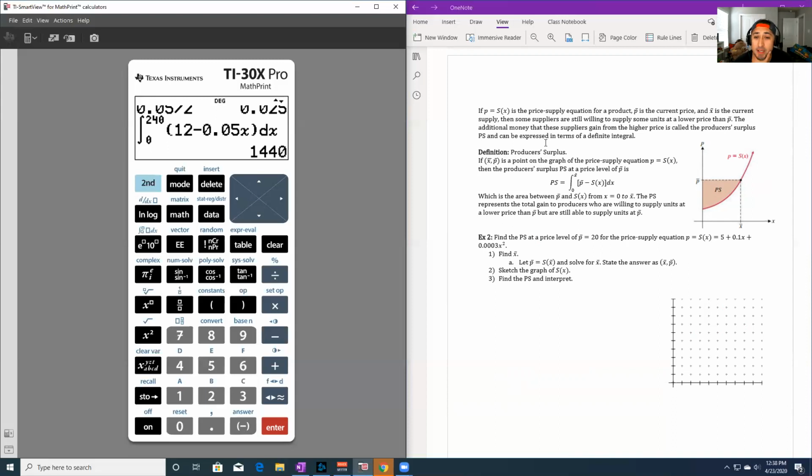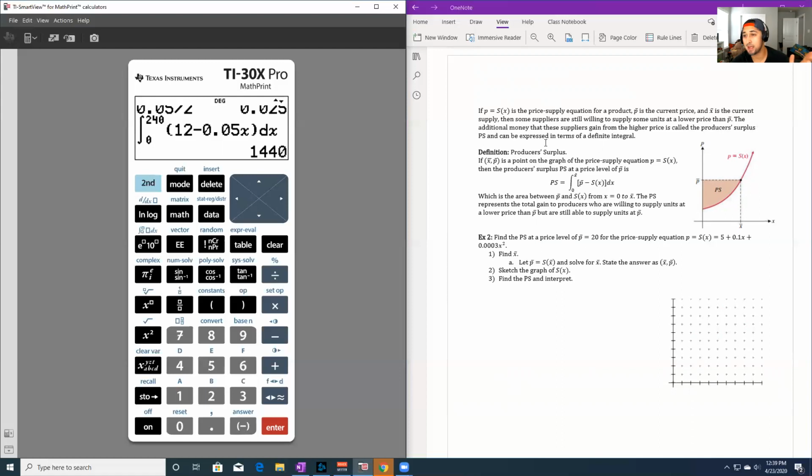Okay, if P equals S of X is the price supply equation for a product, P bar is the current price and X bar is the current supply, then some suppliers are still willing to supply some units at a lower price than P bar. The additional money that these suppliers gain from the higher price is called the producer surplus, PS, and can be expressed in terms of a definite integral.